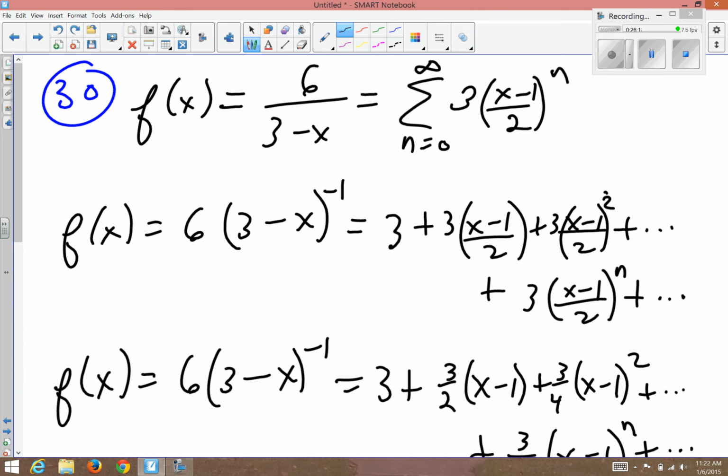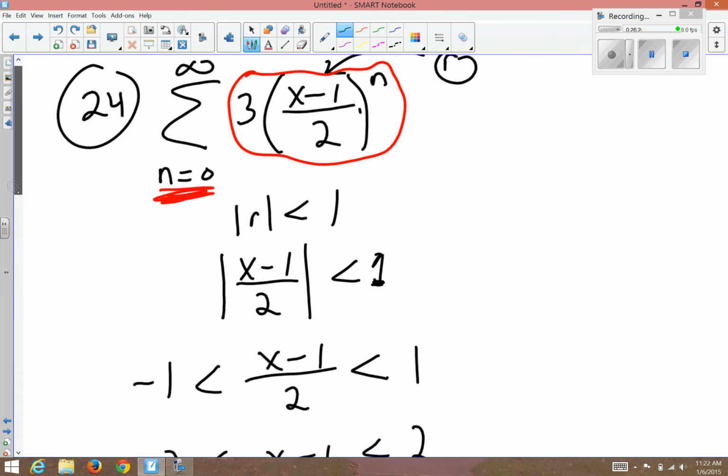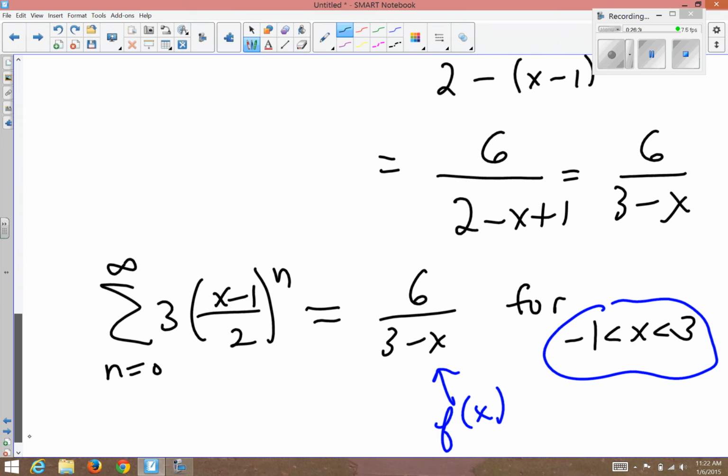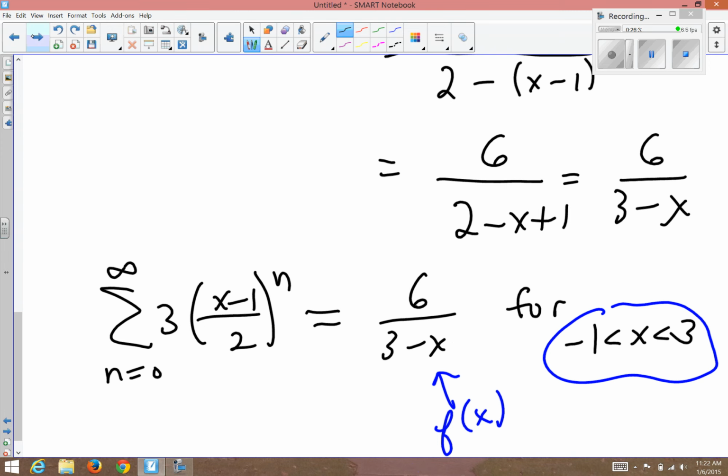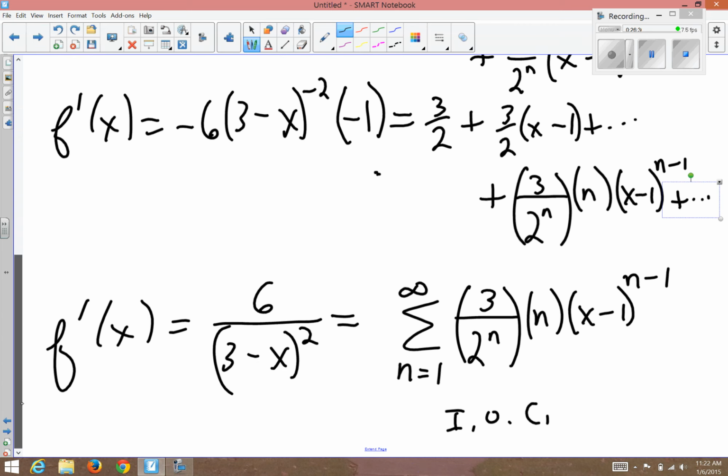The original function came from exercise 24. The interval of convergence for exercise 24 goes from negative 1 to 3. This function, which is the derivative of that one, will have the same interval of convergence: negative 1 less than x less than 3. The end.